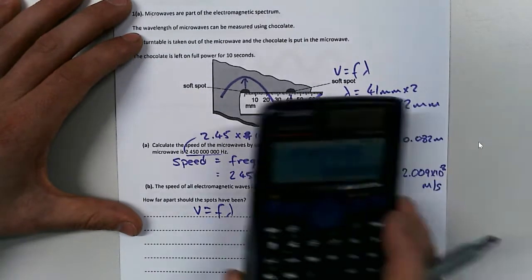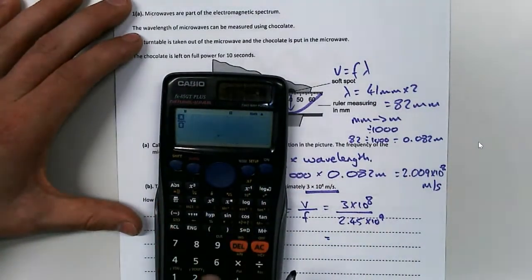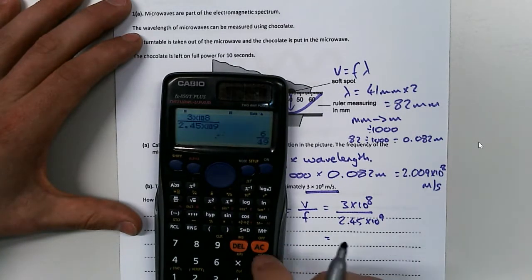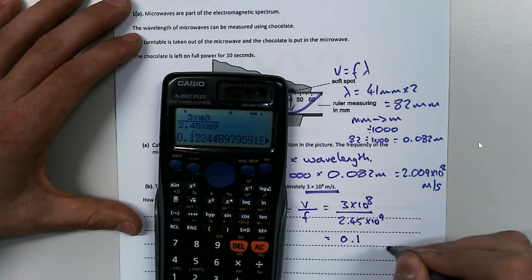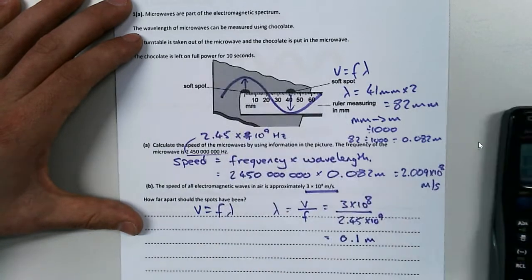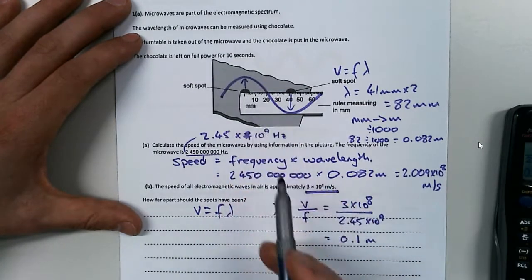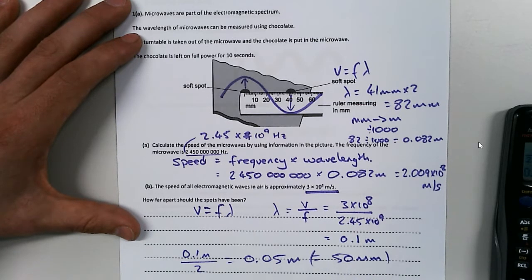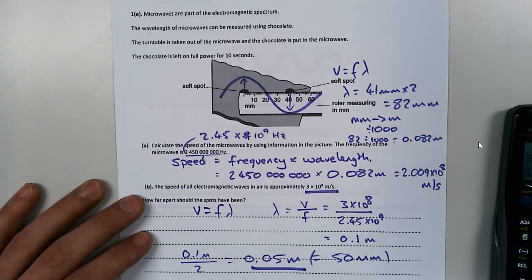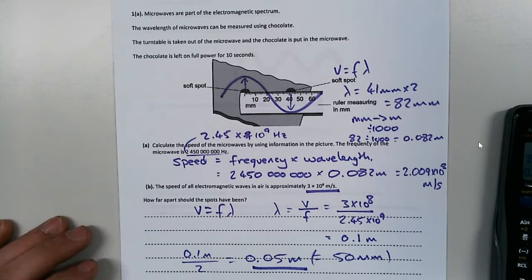And this will equal 2.45 times 10 to the 9, 0.1 meters. And then we said that if we halve that, we get to the answer here. So 0.1 meter over 2 is 0.05 meters. And if we wanted it in millimeters, we could times it by 1,000, but actually the answer here wants it in meters. So that is the answer.